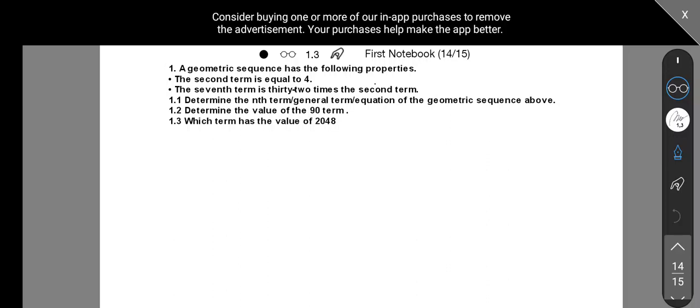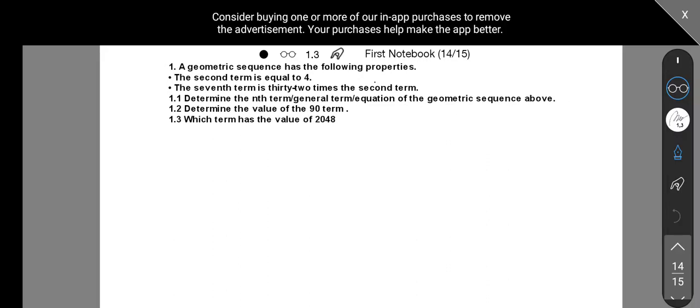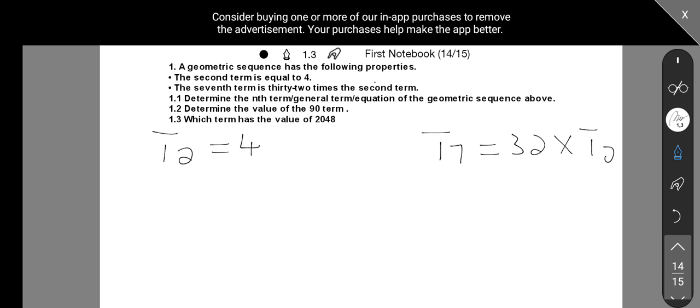Before we do anything, let's write what is given here. They say that the second term is equal to 4. This means that T2 is equal to 4, and that T7 is 32 times T2. When they say 32 times the second term, they mean that the seventh term is equal to 32 times T2.